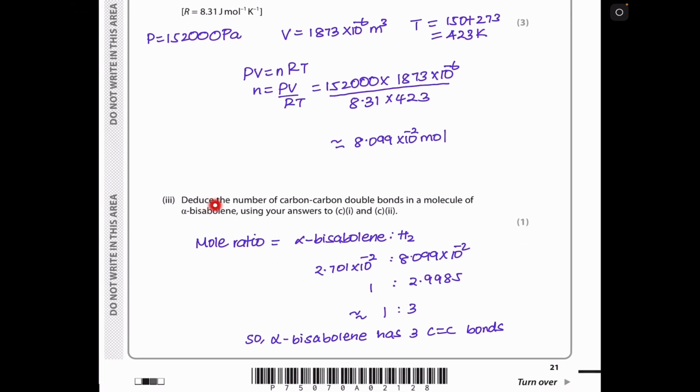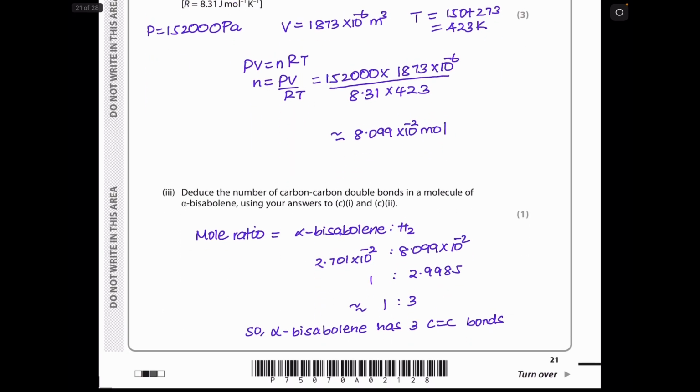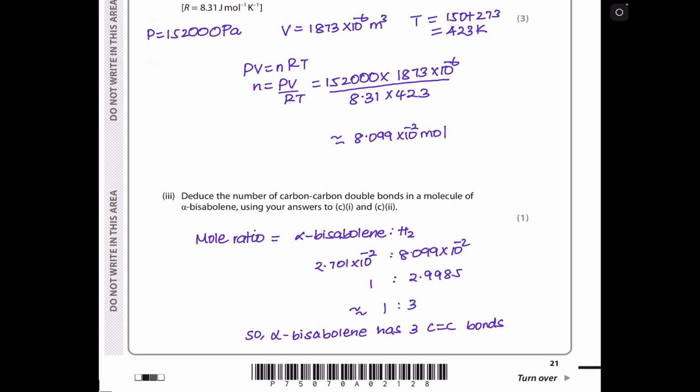The next part says to use the number of carbon-carbon double bonds in a molecule of alpha bisabolene using your answers in C1 and C2. Remember, we have the moles of each. These are the moles of hydrogen, but we also have the moles of alpha bisabolene, which is that from the first part. So the ratio is going to be that to that, which is 1 to approximately 3. It means 1 mole of bisabolene required 3 moles of hydrogen, and that means it had 3 carbon-carbon double bonds, so that should be 3 of them.